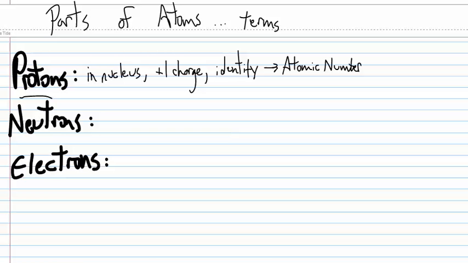So what if you change the number of protons? What if you take a helium atom with 2 protons and you stick in another proton? Well, now it has 3. It's not helium anymore. Now it's lithium, element number 3. So that's what makes protons, or part of what makes protons so important.